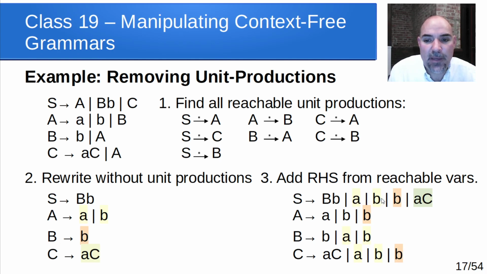So there are the ones from A added in. Here's one from B added in. There's one from C added in. A can only get directly to B. So on A, we need to plug in the one for B. So here's the right-hand side for B. We add that at the end.